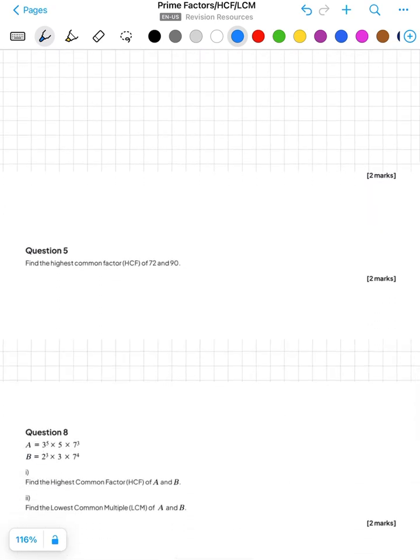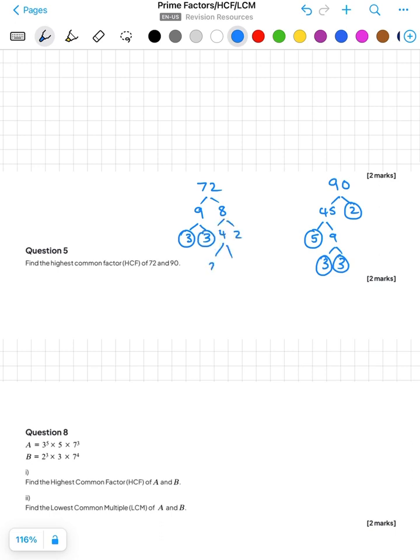Next up, we have find the highest common factor of 72 and 90. So we're going to use our prime factor tree method. So 90 is 45 times 2. 45 is 5 multiplied by 9, where 5 is prime, 9 is 3 times 3. So we're just left with our prime numbers. 72 is in the 9 times table, that's 8 times 9, neither of which are prime, so we go 3 times 3 for 9, and 8 is 4 times 2, 4 is 2 times 2.